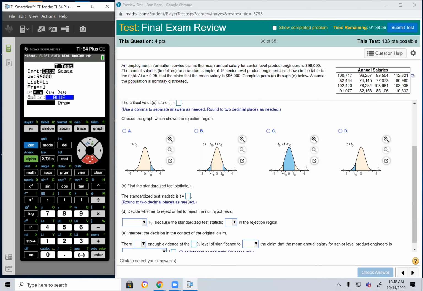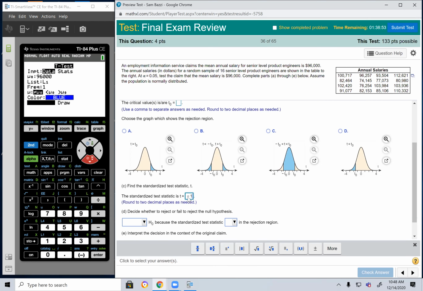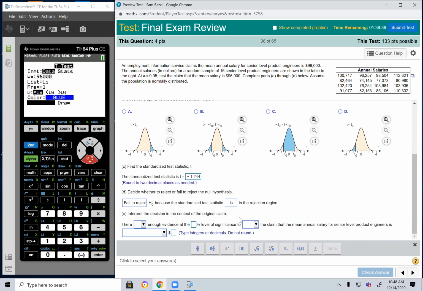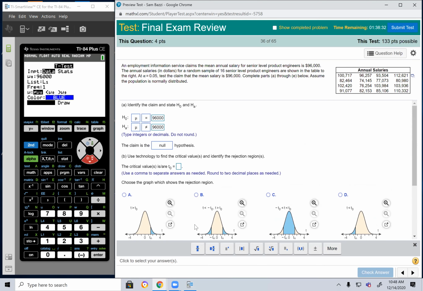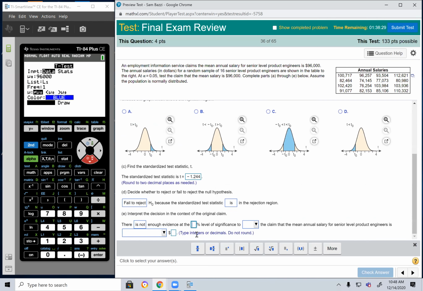So test statistic is negative 1.244. And p-value is more than alpha. We fail to reject the null hypothesis. So fail to reject the null hypothesis. And interpret the decision. There is not enough evidence at whatever the level of significance is, the 5% level of significance to reject the claim that mu is equal to 96,000. So he wants you to write the claim, just the way we usually write it.